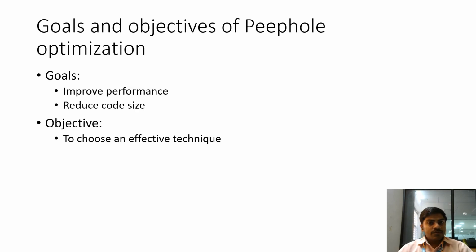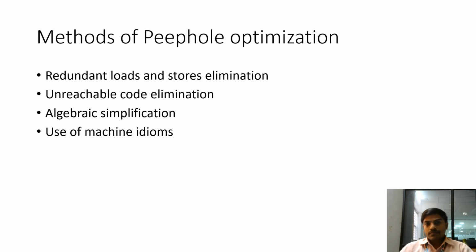What are the goals and objectives of Peephole optimization? The primary goals are improving the performance and reducing the code size. And what is the objective? To choose an effective technique. And how to achieve it? These are the methods: redundant loads and stores, unreachable code elimination, algebraic simplification, use of machine idioms.